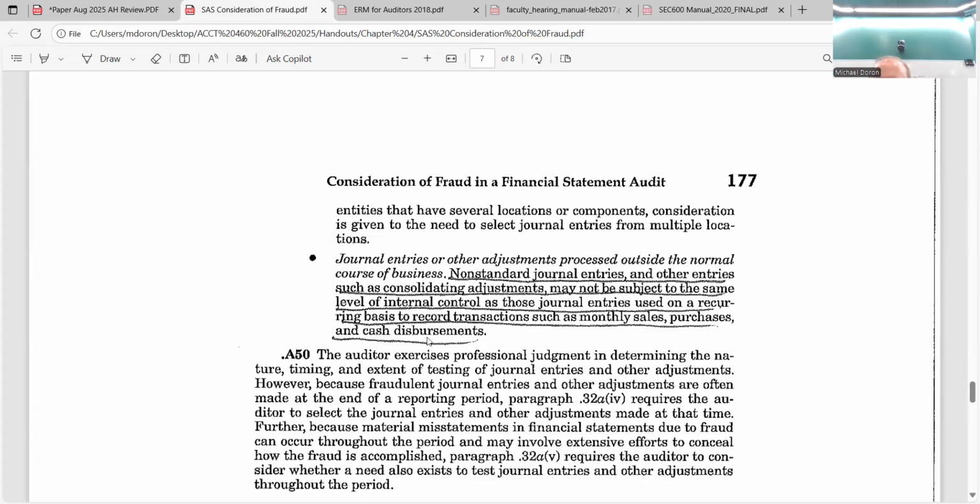Non-standard journal entries and other entries such as consolidating adjustments may not be subject to the same level of internal control as those journal entries used on a recurring basis to record transactions such as monthly sales, purchases, and cash disbursement. Okay, most of the internal controls are on the accounts where most of the business happens. Revenues where there's millions of transactions, cash, that's where the controls are. There are not as many internal controls on the accounts that don't get used very much.